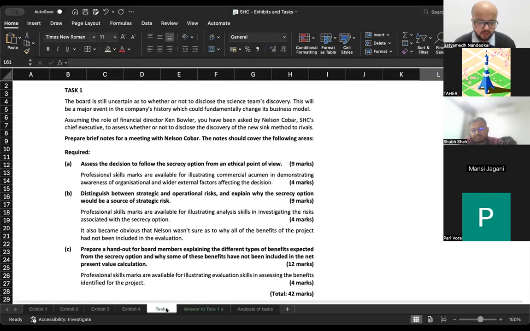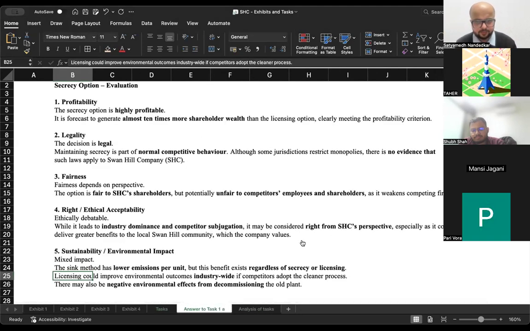Now, sir, can you scroll back to the answer? So with reference to environmental impact, this last point, there may also be negative environmental effects from decommissioning the old plant. So it is a very exceptional point.